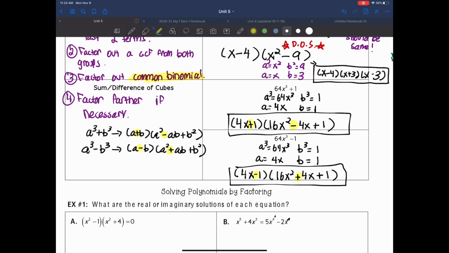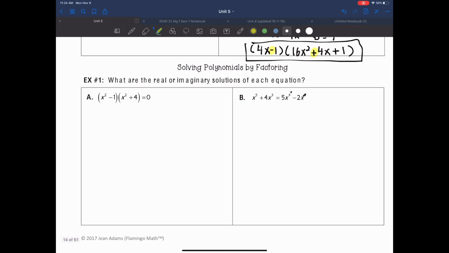All right. Now let's get into some actual examples of solving these polynomials. So what are the real or imaginary solutions to each equation? Well, we have x squared minus 1 times x squared plus 4 is all equal to 0. So what I'm going to do here is, first of all, I recognize that this is already in factored form, so I don't have to factor it again because it's already there.